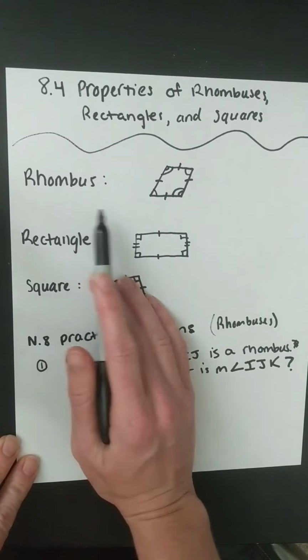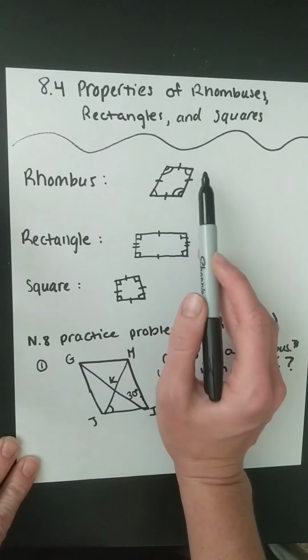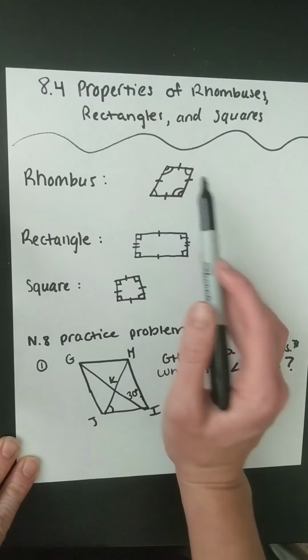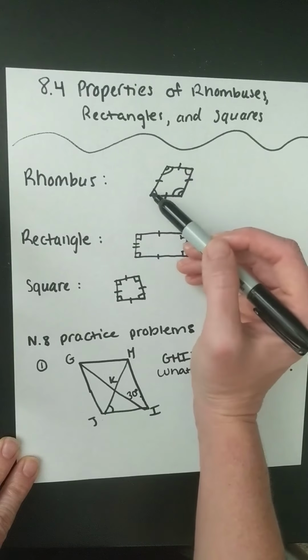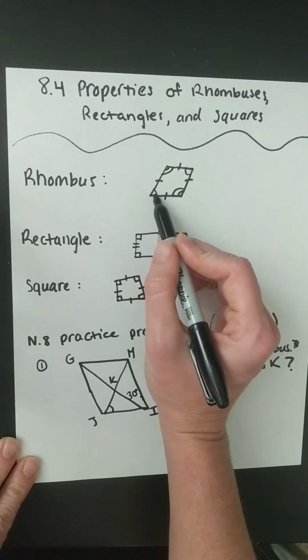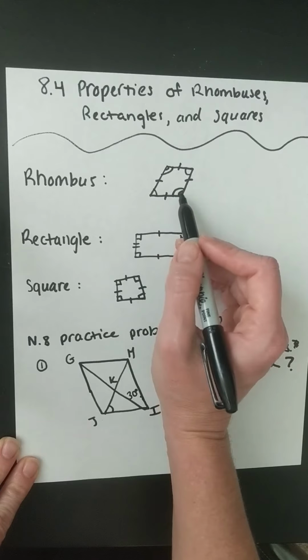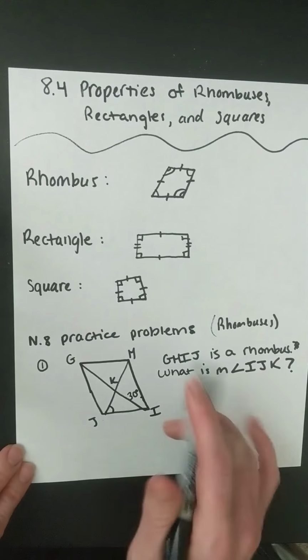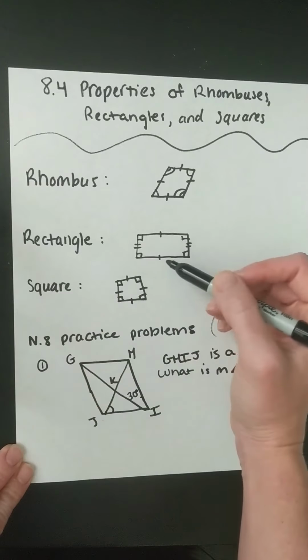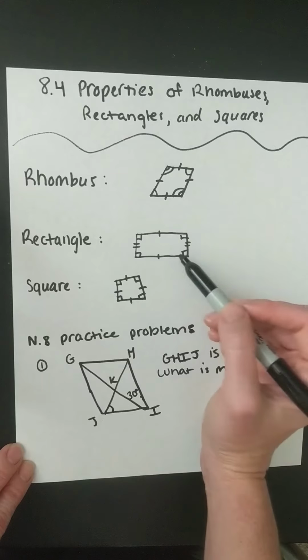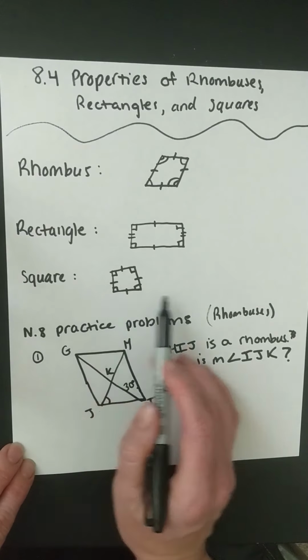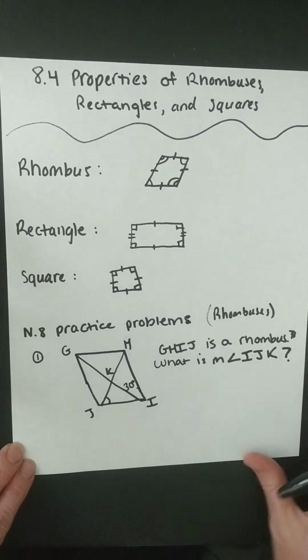So we know rhombuses have 4 congruent sides, and we have to remember that opposite or diagonal angles are the same, and if they are back to back, they add up to equal 180. Rectangle, we have 2 sets of equal sides and all angles are the same. And a square, all sides are the same, all angles are the same.